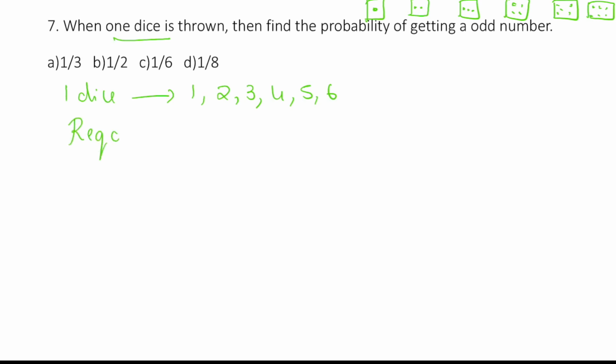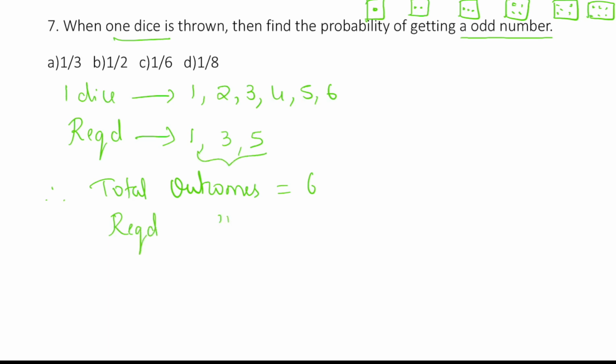But what is required for us? That when we throw, it should be an odd number, they are saying. So which are the odd numbers here? 1, 3 and 5, isn't it? So total outcomes are 6, and required outcomes are 3, isn't it? Therefore probability is equal to required divided by total. Required is 3 divided by total is 6. So 3 ones are 3, 3 twos are 6. Therefore 1 by 2 is the probability. When one dice is thrown, the probability of getting an odd number is 1 by 2. That is option B.